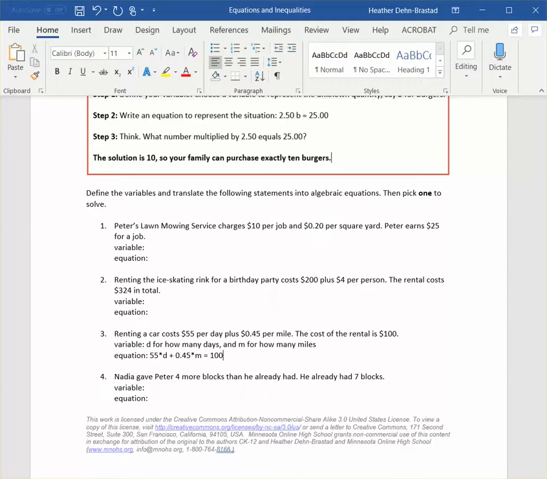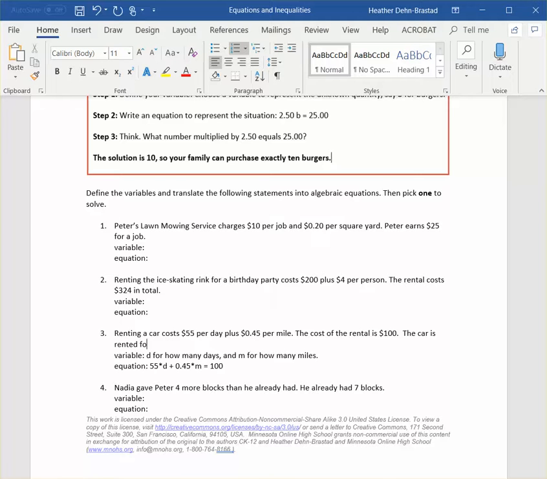Now this one I don't think I can solve unless I know how many days I have it for. So if you want to solve a problem, this one would be tricky to solve unless you have more information. You would need, maybe we need to add some information, and you can do that. You can add the information that you would need to solve it. Let's say that the car is rented for 1 day.